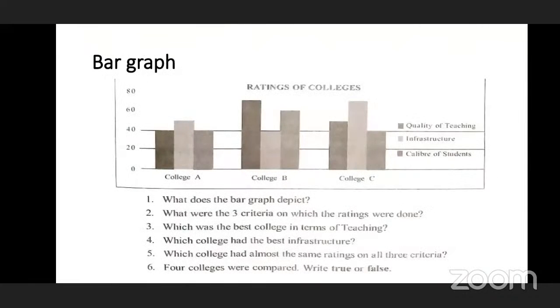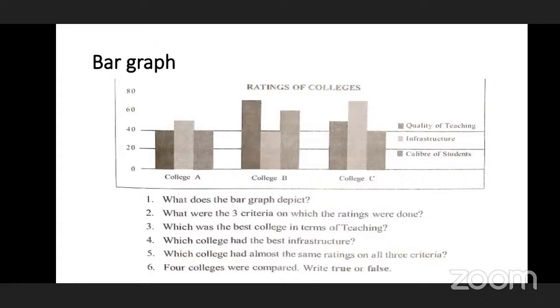Now we'll try to understand what a bar graph is and how a bar graph should be answered in the examination. So here is the example. This bar graph talks about ratings of colleges. Of course, this is also a survey done by a department. Could be a private survey or a government survey. And this survey was done in order to decide the quality of the colleges in a particular town.